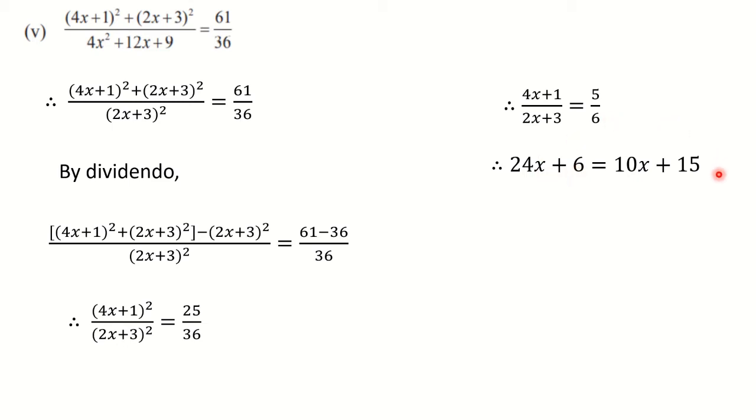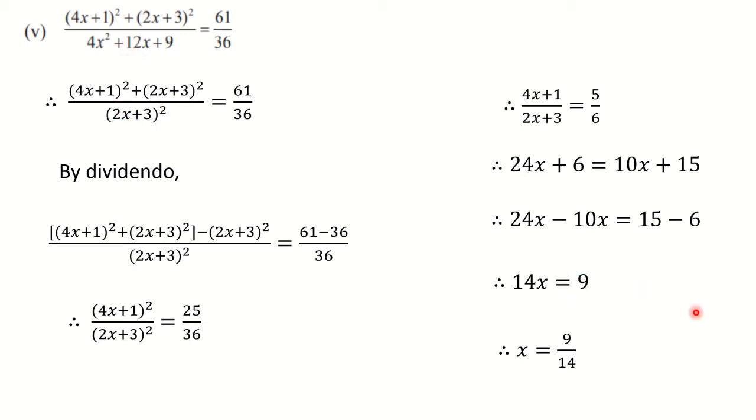So what you will get? 24x minus 10x is equal to 15 minus 6. So you will get 14x is equal to 9 and therefore x is equal to 9 upon 14. Okay, this way you can solve the sum. Only this step was different. You must understand that this is an expansion of this bracket and you can replace this expansion by this perfect square.